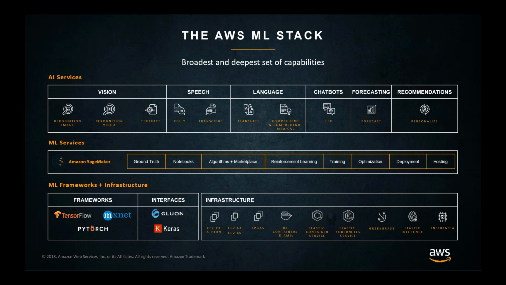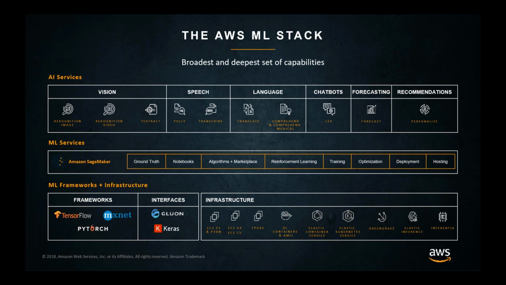Comprehend and Comprehend Medical are our natural language processing platform. They allow you to take a corpora of text data and pull out sentiment analysis, entity extraction, and a variety of other things. Comprehend Medical is specifically for the medical field. We'll talk more about Lex in a second, so I'll come back to that. Forecast and Personalize, both of these are actually products or platforms that were built internally by Amazon and have been used by Amazon for years, and we've turned them into a product for general use.